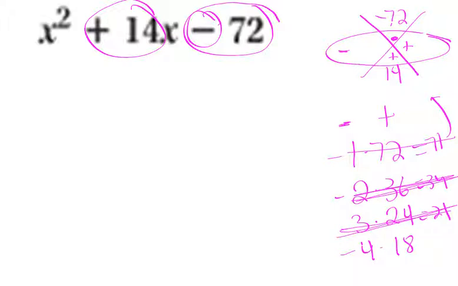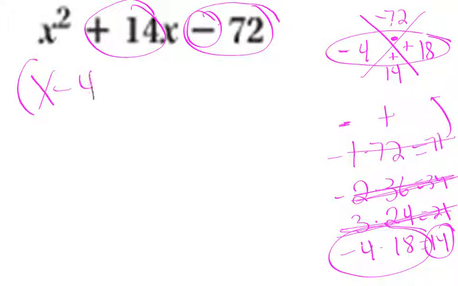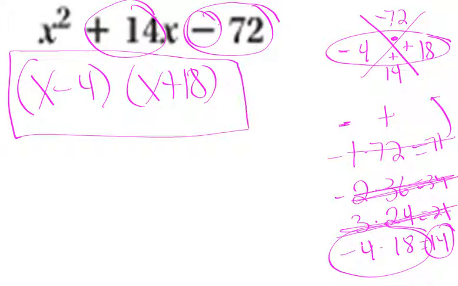Now 18 times negative 4 is negative 72, and when I add them, I get a positive 14. That is our winner, the one that matches. So these are our factors, negative 4 and positive 18. Now we can factor it: x minus 4 times x plus 18. And again, you will FOIL it out and compare it against your original equation up here, and if it checks out, then you're good.